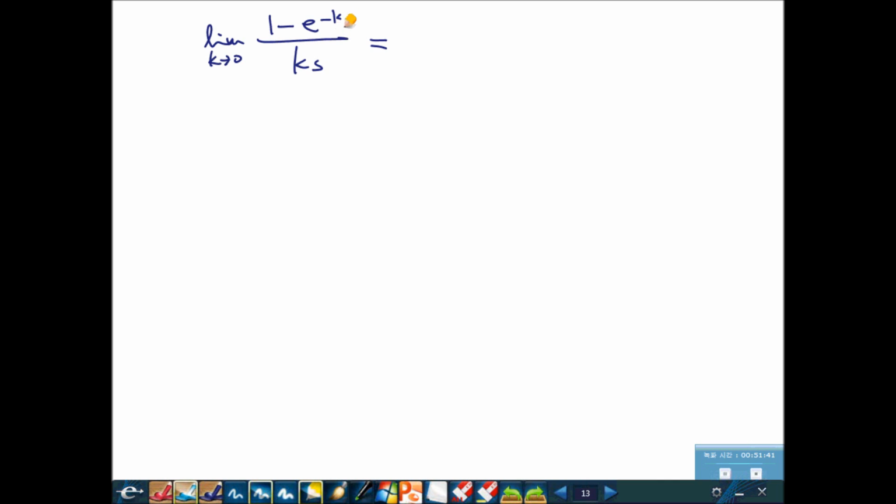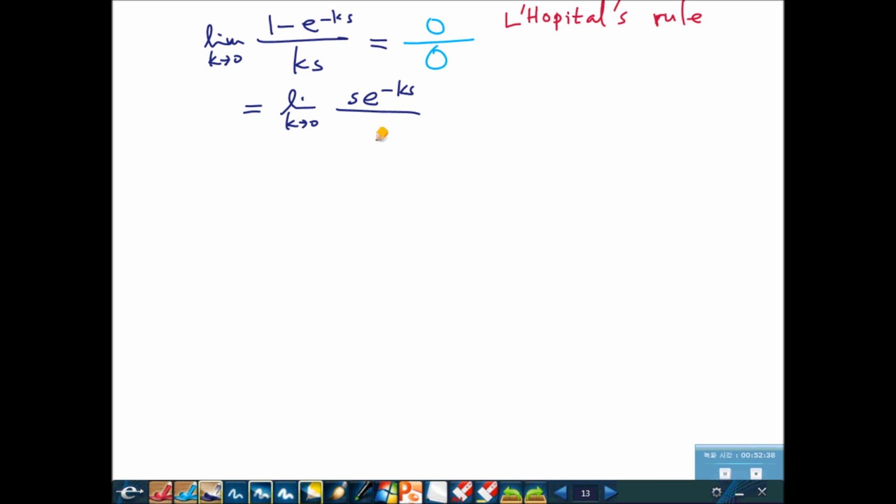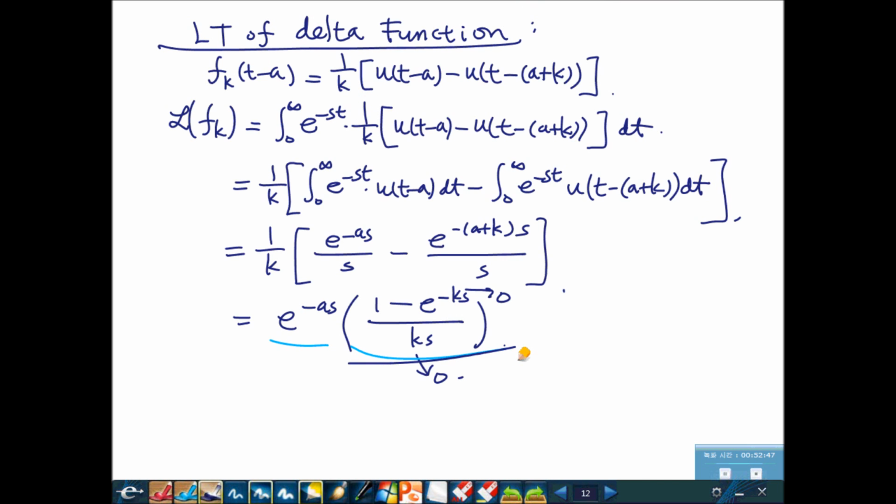If you plug k to be 0, this e to the 0 is 1, so 1 minus 1 is 0, right? 0 over 0. What do we need? Okay. So if you do that, limit k goes to 0. If you differentiate that, e to the minus ks over s. Okay, 1. Right? Okay, the second term is 1 here as k goes to 0.